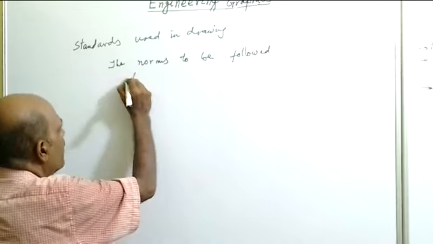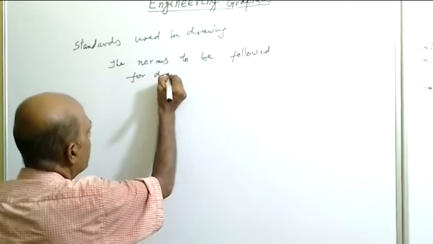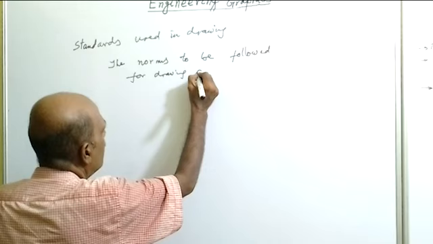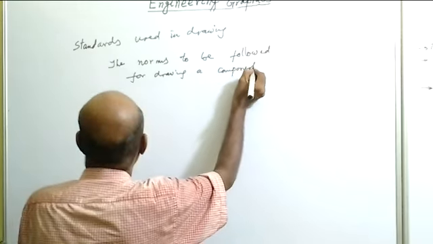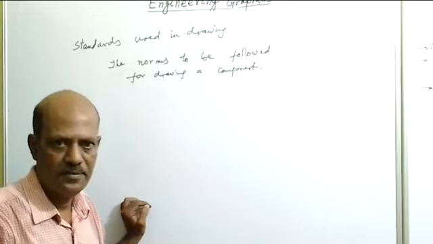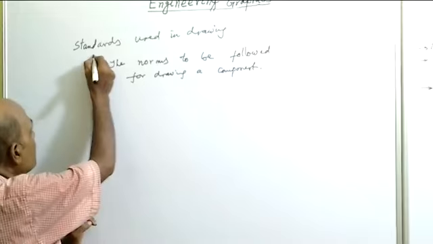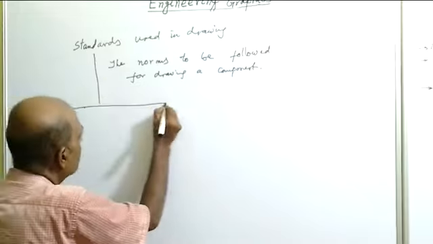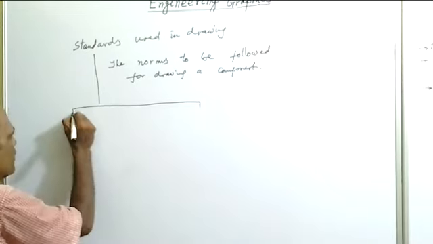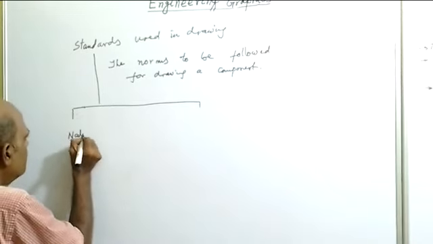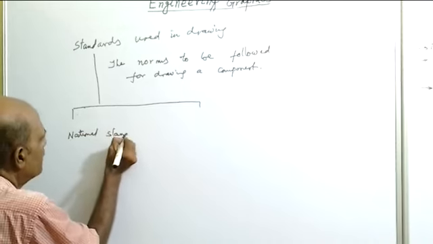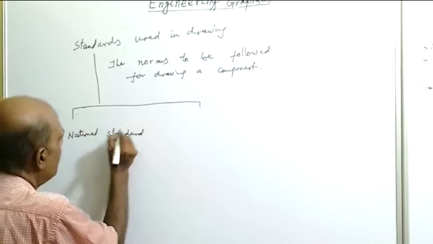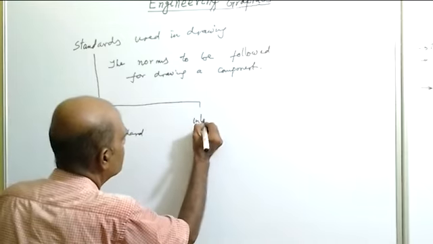for drawing a component is called the standards. So there are types of standards. If we see, there are two types of standards. One is called the national standard and another one is the international standard.